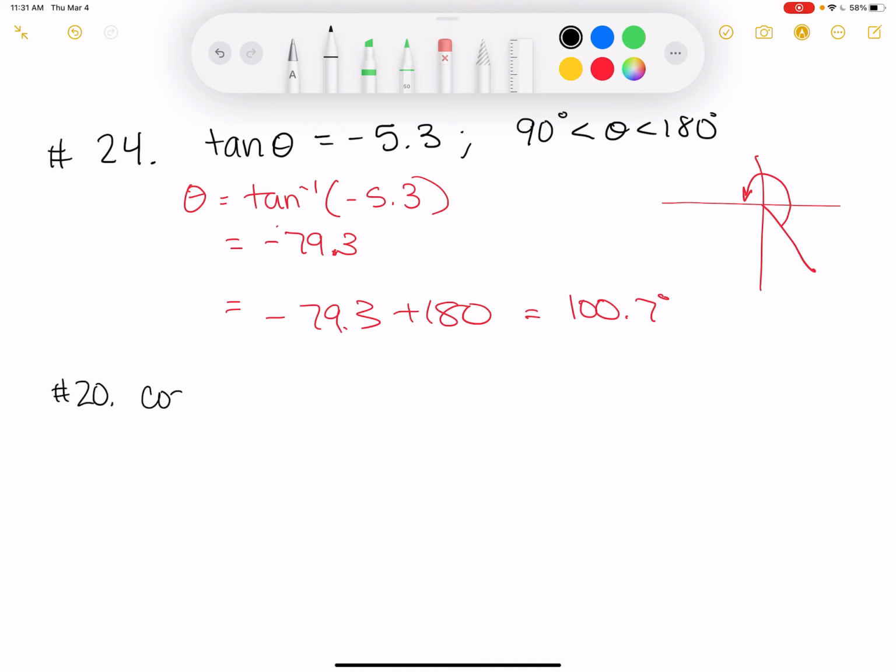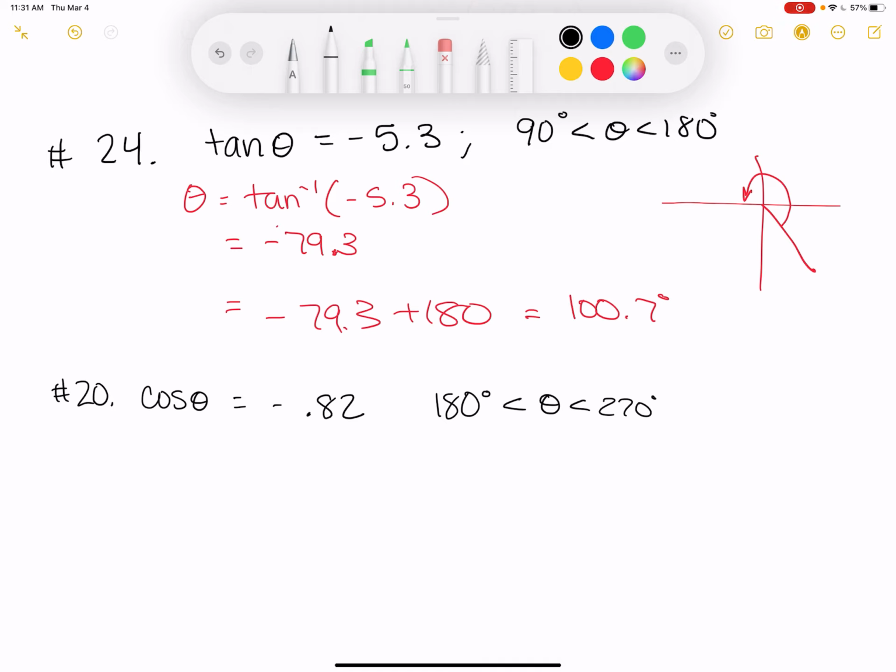All right, cosine of theta equals negative 0.82, with 180 degrees less than theta less than 270 degrees. That is in quadrant 3. Okay, you're doing this one on your own again. Try this one.